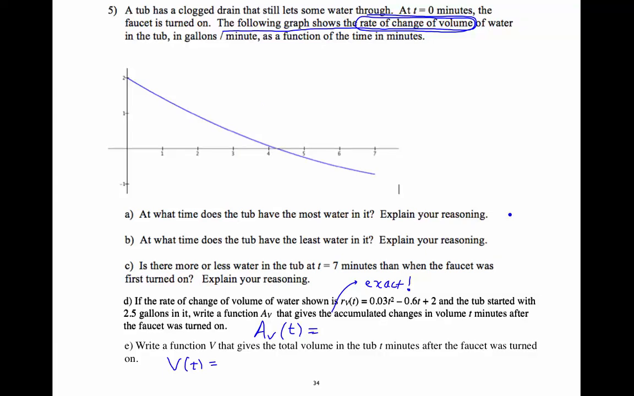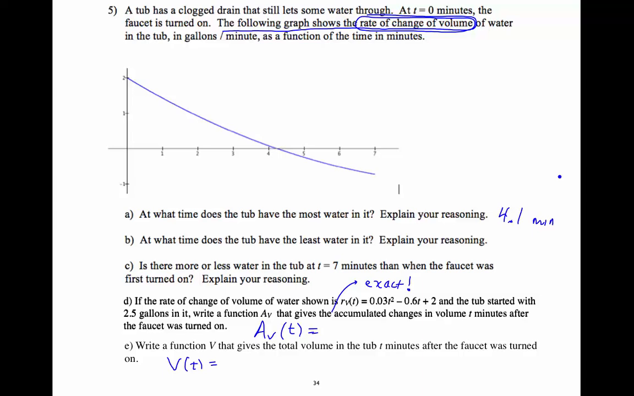Minutes. 4.1 minutes. Why? Because if the rate of change is positive, the quantity's going up. It's increasing. So that means it starts to decrease when the rate of change becomes negative. So it's maxed at 4.1. Does it make sense? Cool.